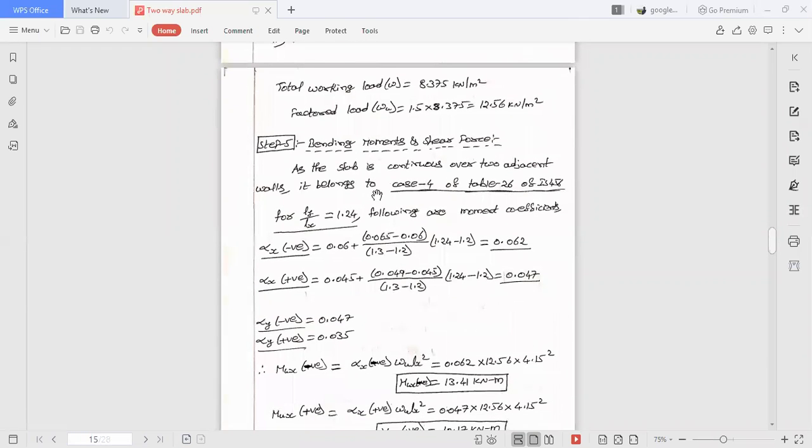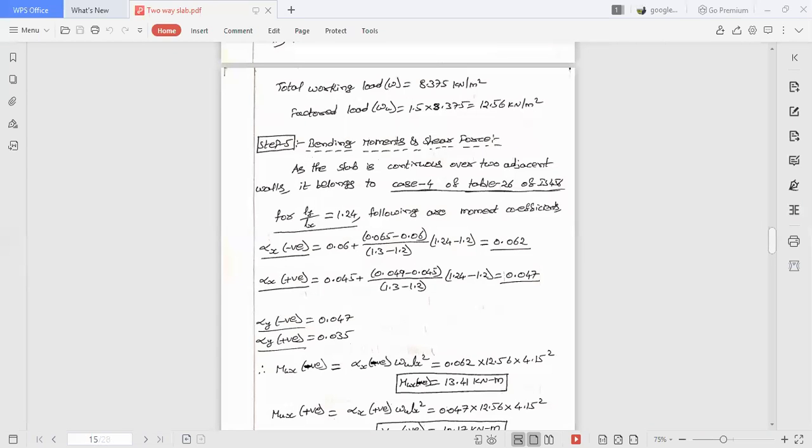Now next step, calculation of bending moment. Actually I have written shear force, but that is not required. Why? Because we are not doing shear check. Okay, bending moments and shear force, let us calculate. That is not a big one, so let us calculate both bending moments and shear forces.